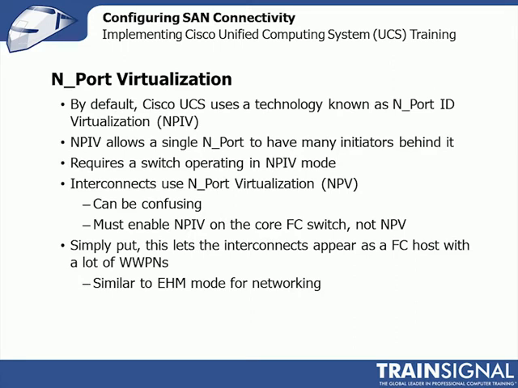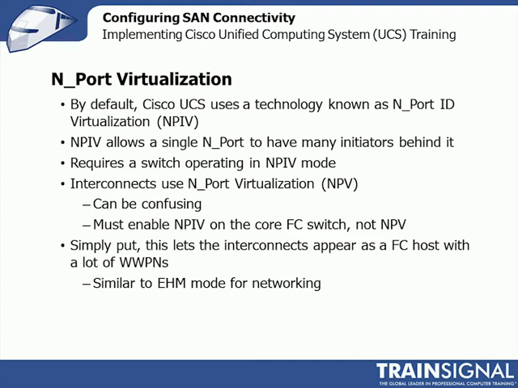Cisco UCS uses a technology known as N-Port ID Virtualization, NPIV. NPIV allows a single N port, remember, that's a port on a device, to have a bunch of initiators behind it, or WWPNs and WWNNs behind it. Now, does this sound familiar?